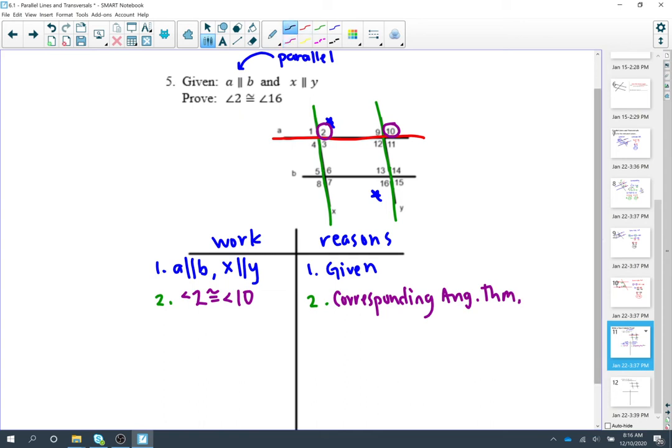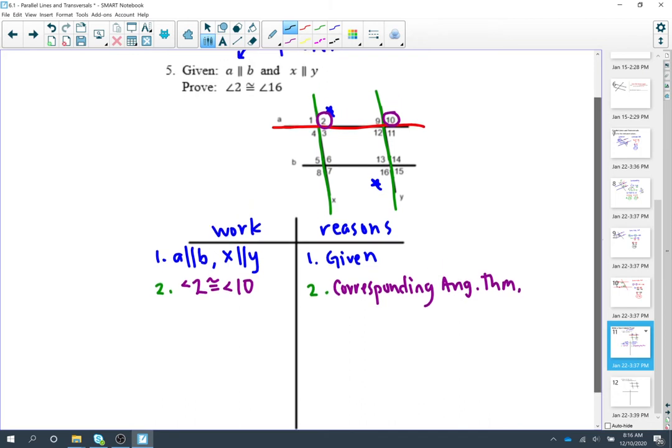Now, remember how I said you make 2 statements and then you connect them? Well, at the moment I have 2 statements, but you can't connect a parallel line statement with a congruent statement, so we actually need one more. So, number 3.